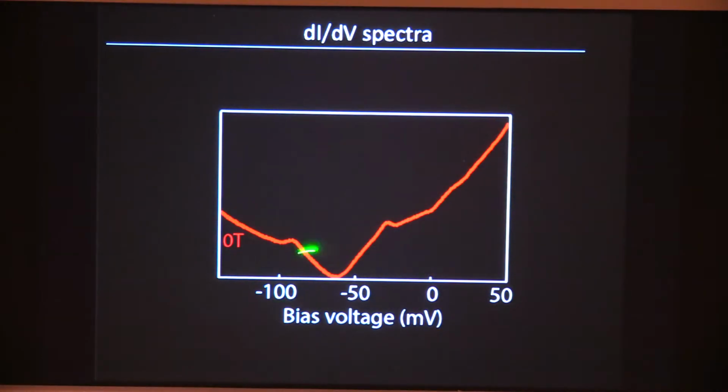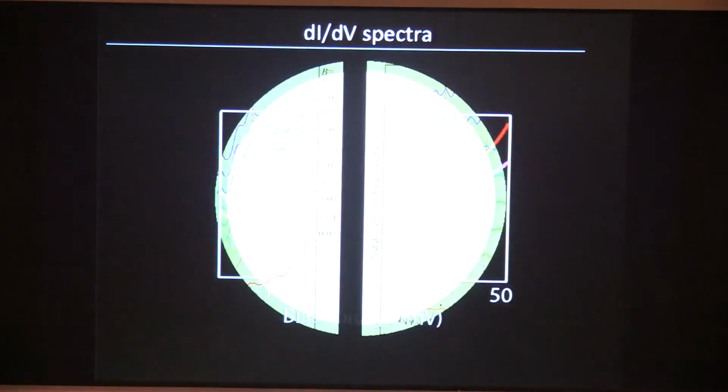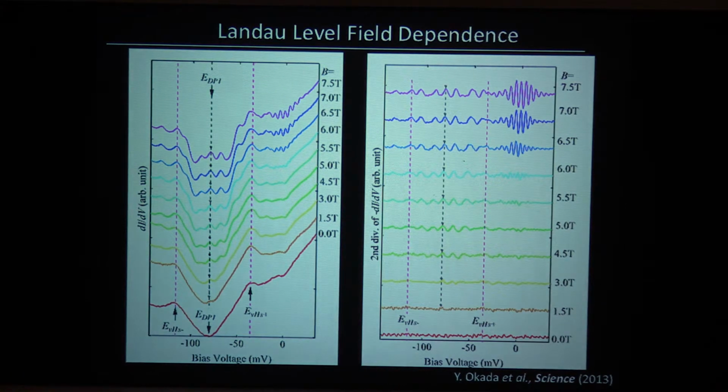Okay, so here's a dI/dV spectrum, and here's what happens when you turn on a field. You get a bunch of peaks, and now let's look at magnetic field dependence, because what we want to see is there a non-dispersing peak? Is there a peak whose energy doesn't change with magnetic field?